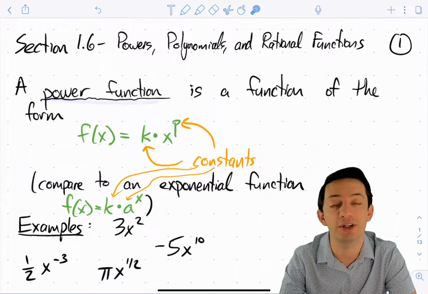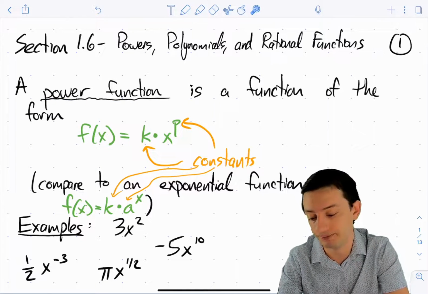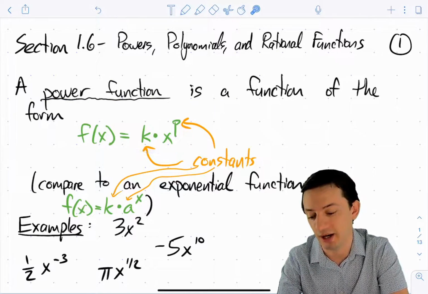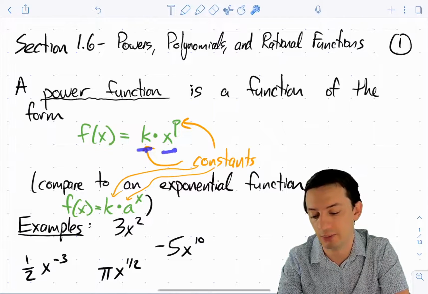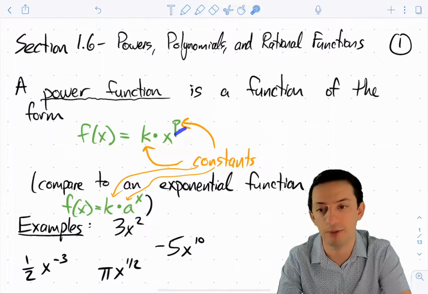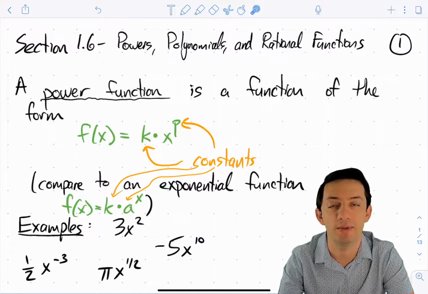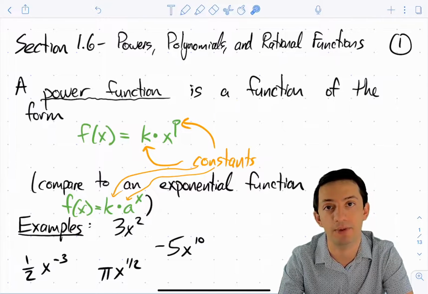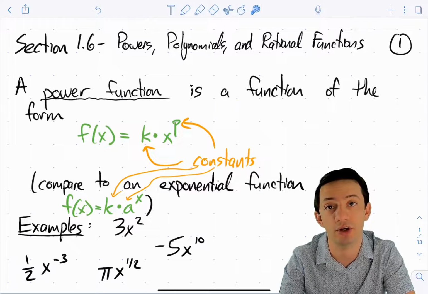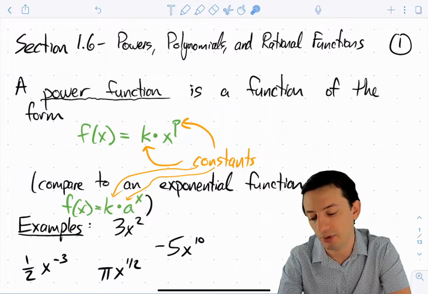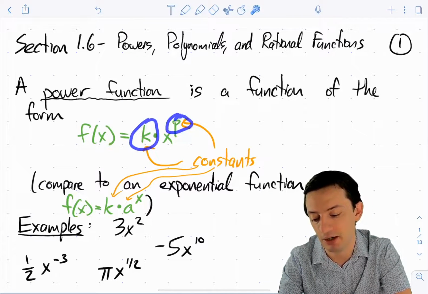A power function is just a function that has a certain form that looks like this. It's a constant times your variable x to some power p. And in most of this section, we're going to be looking at powers p that are positive whole numbers, although they could be anything. I want to point out now that k and p are just constants.